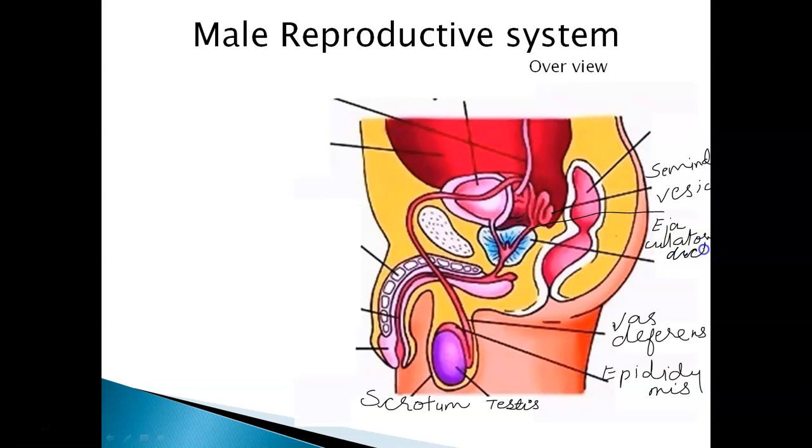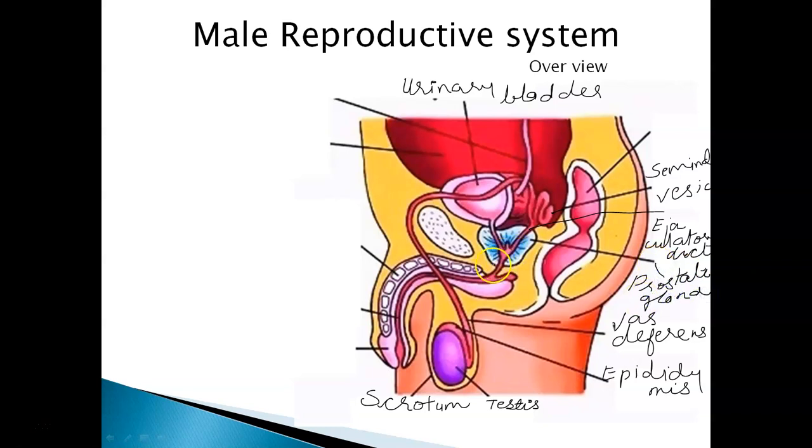Now this ejaculatory duct is uniting with the duct which is coming from the urinary bladder. So the ejaculatory duct is joining with the duct from the urinary bladder, and when these two ducts join, here is the entry of the single largest accessory gland present in the human male, that is the prostate gland. So here is the prostate gland.